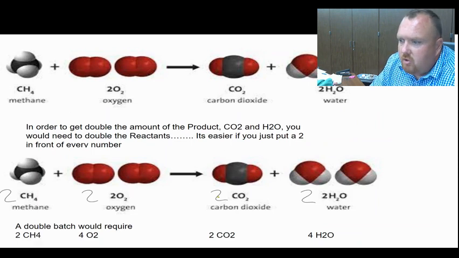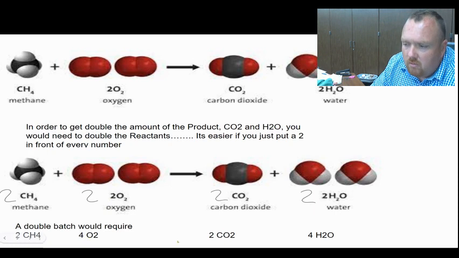Okay, almost done. If I want 2 of these, I had better have 2 of these. That's going to end up creating 2 of these. So a double batch, final idea: if I want to make a double batch, I would have to have 2 sets of methane, 2 sets of oxygen, so 4 O2s total, 2 sets of carbon dioxide, and 2 sets of water, which would net me 4 waters.